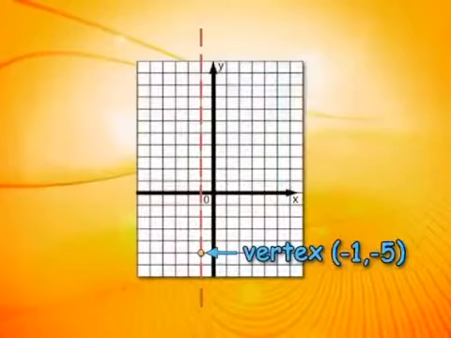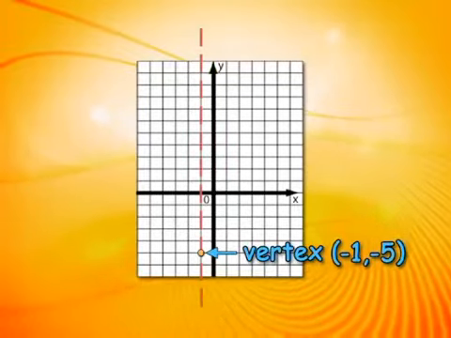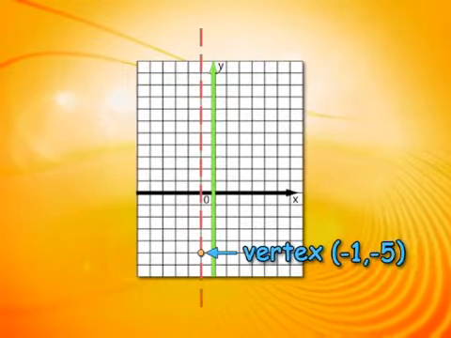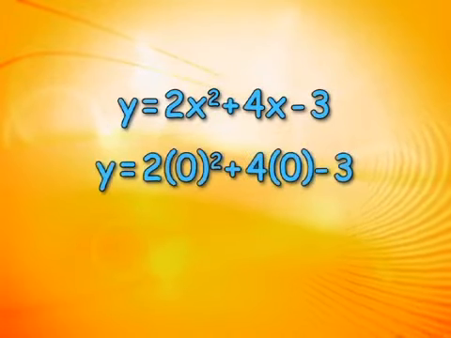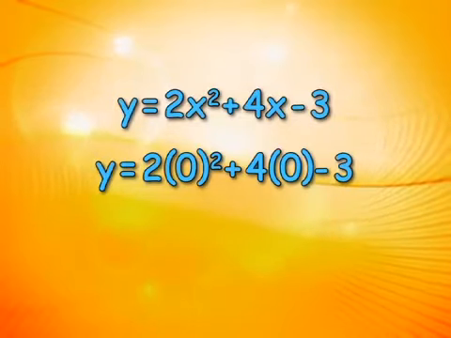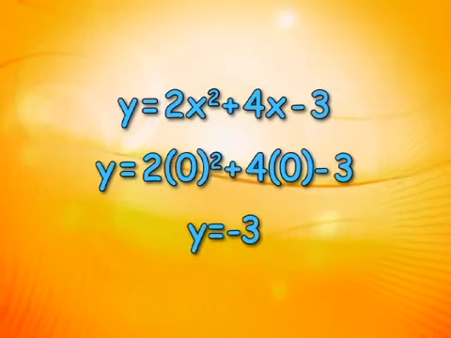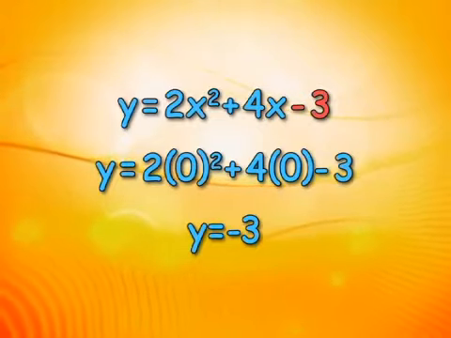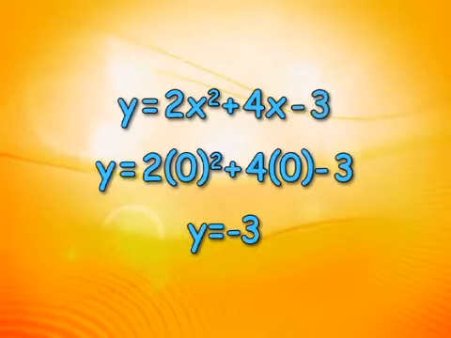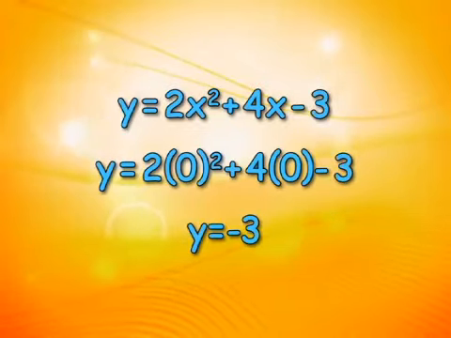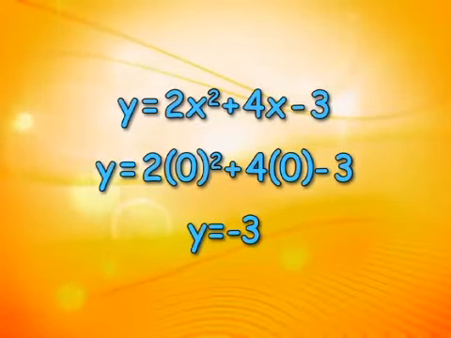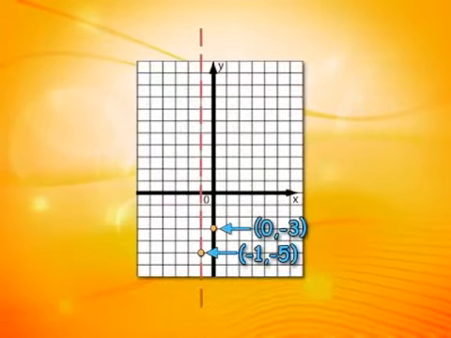But now we need more points to complete the parabola. One point that's convenient to find is the y-intercept, the point where the parabola will cross the y-axis. Remember, all the points on the y-axis have an x value of 0. If we take our equation and set x equal to 0 and solve for y, we get y equals -3, which, by the way, was the c term, the constant in our quadratic equation, and that will always be the y-intercept. So our y-intercept is -3. Now we have 2 points on our graph.